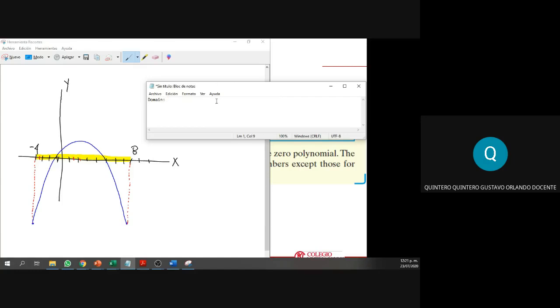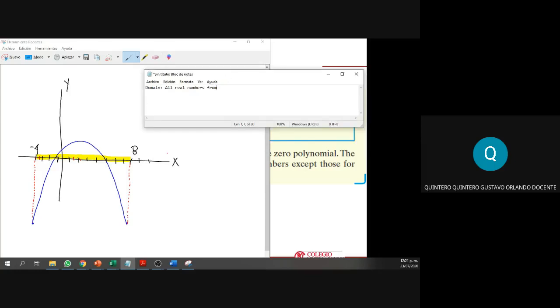We have to say that the domain are all real numbers, and this is where we say from what number to what other number. So these are from -4, right? From -4 to 8. So that's it, guys. This is the domain. All real numbers from -4 to 8. That is what the domain is. Domain is the set of all the numbers that the function can take for x.